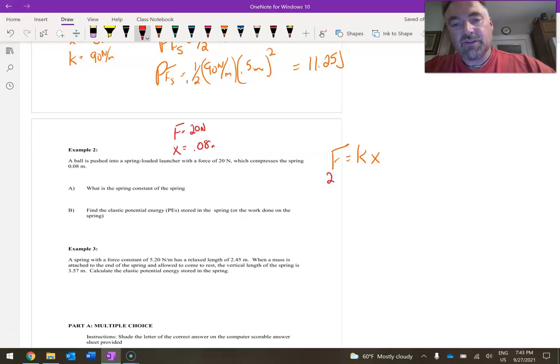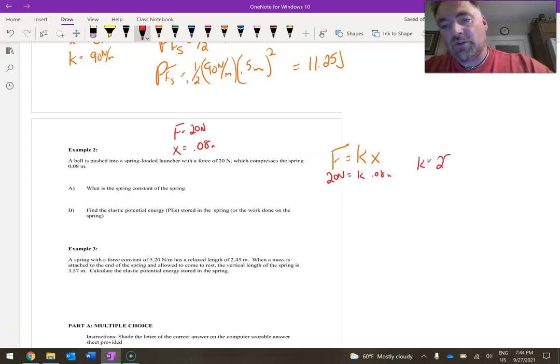And so we're going to do Hooke's law. So we know the force, 20 newtons. The spring constant, that's what we're looking for. And our x, that's how far it's been stretched, 0.08 meters. When we solve for that, k is now going to be 250 newtons per meter. We know it's newtons per meter because we took the 20 newtons and divided by the 0.08.